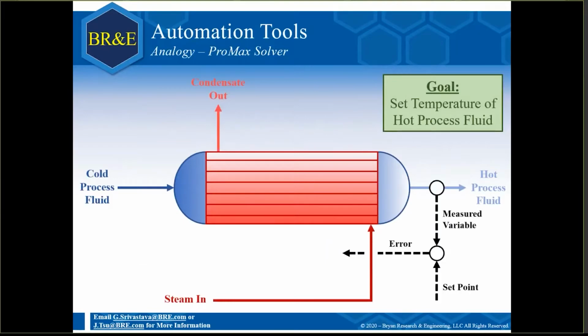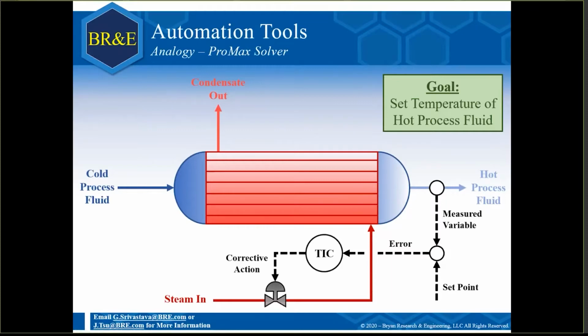However, to control the temperature of the hot process fluid, you need some sort of measurement. So in this case, we measure the hot process fluid's temperature, and then we compare it to a set point. The set point is just what target temperature you want it to be. And then this will come up with an error. So how far you are from your goal.